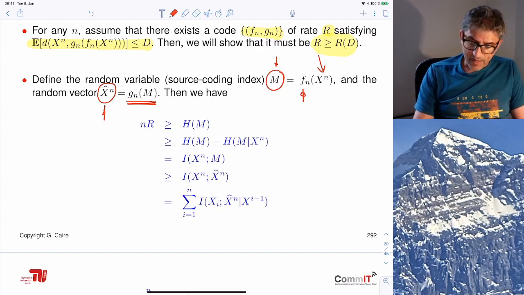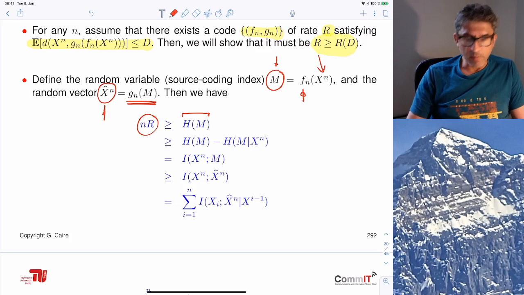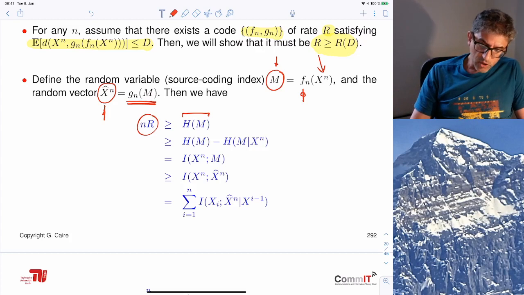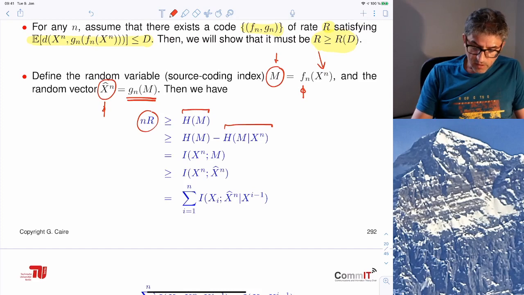The log of the size of the messages, which is nR, is certainly greater or equal than the entropy. In fact, they are equal if the messages are uniformly distributed, but we don't know how these messages are distributed because this depends on how the code is built, and we can only assume that there exists a code. We don't know how it is built. So in general, the log of the size of the message set is always greater or equal than the entropy of the messages. Then we can subtract this quantity, right? And so we make this lower because entropy is non-negative. This difference of entropies is the mutual information.